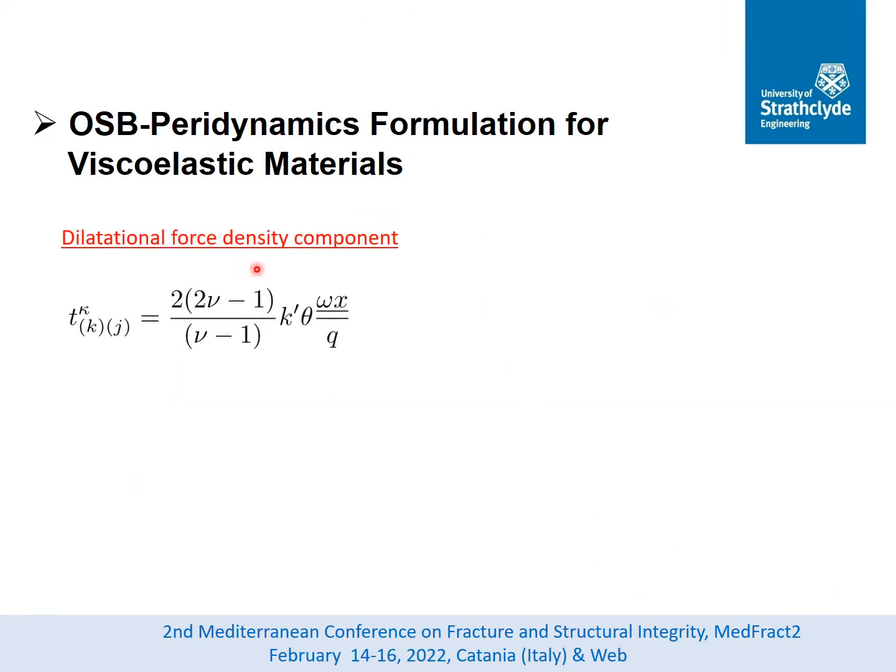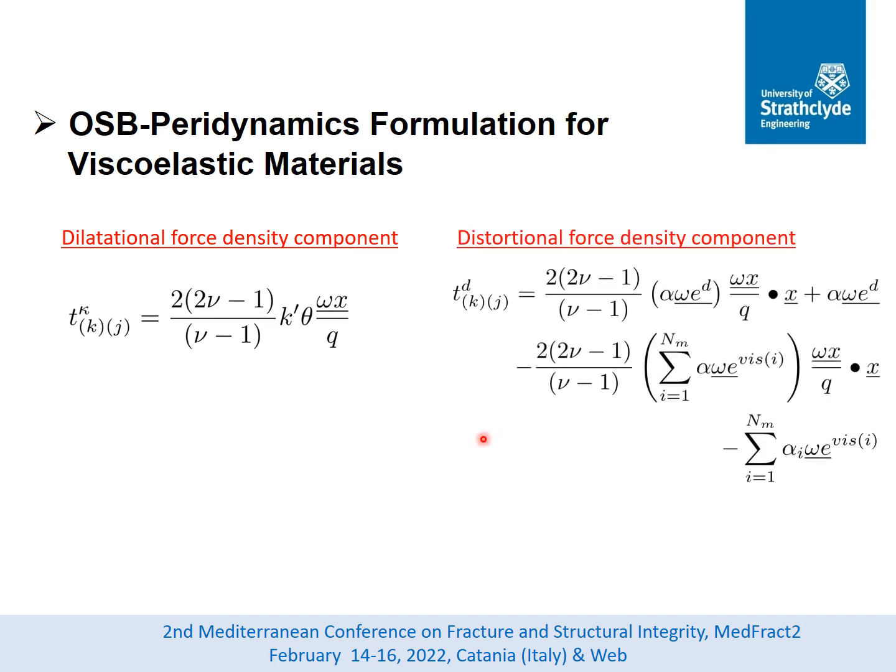So in case of viscoelastic deformation, we keep the dilatational part of the force density vector the same as for linear elastic materials. This is the dilatational part of the force density component. This expression is the same regardless of the material type, either viscoelastic material or linear elastic material. However, we need to revise the distortional force density component.